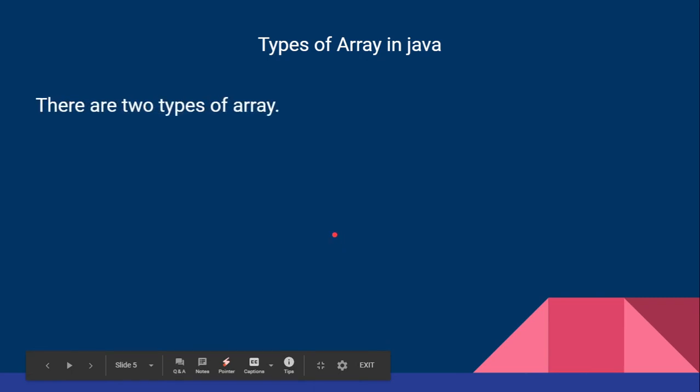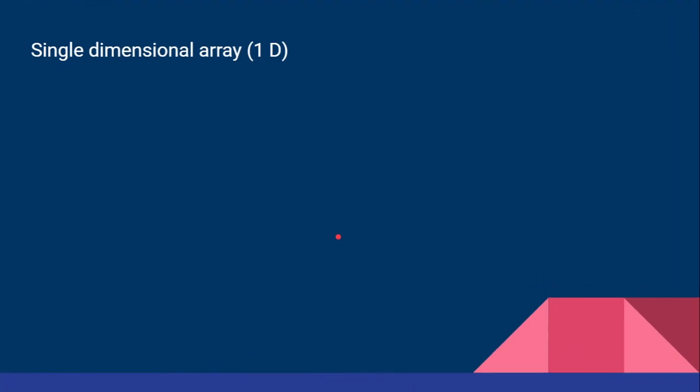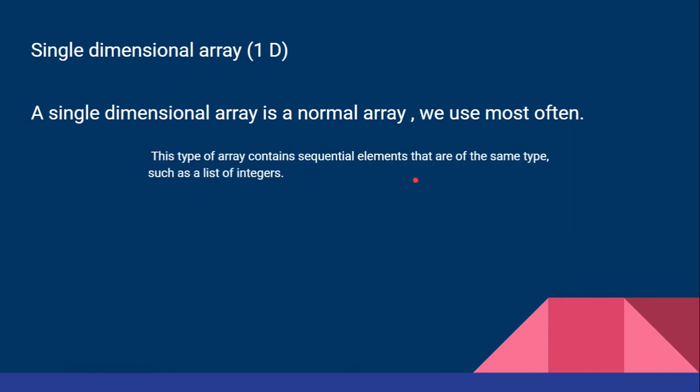Let us see the types of array in Java. There are two types of array: one-dimensional array or single-dimensional array, and the multi-dimensional array. More than one dimension is called a multi-dimensional array. That may be 2, 3 and 4 etc. Let us see with an example and definition what is a one-dimensional array. A single-dimensional array is a normal array we use most often. For example, you can say name list of the students, age of the students, date of birth of the students, ID of the employee. They are all single-dimensional arrays.